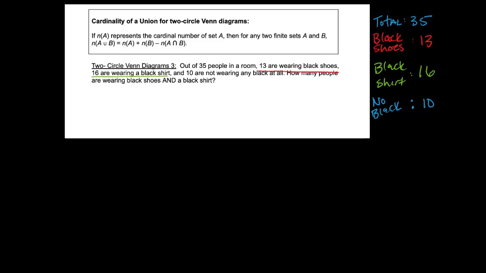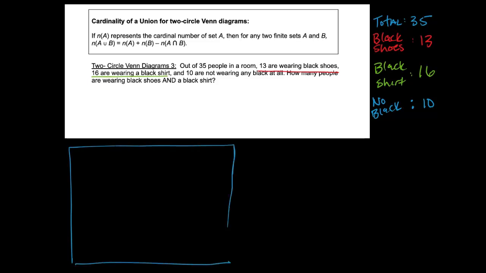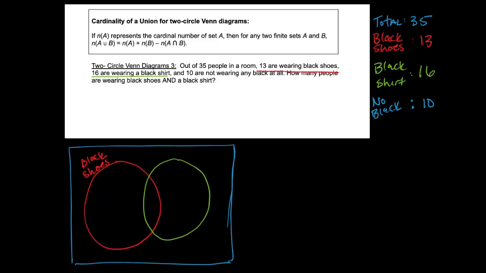So before we try to answer that question, let's see what the Venn diagram would look like. So we have two distinct categories, black shirt and black shoes. So I'm going to draw two circles. We'll label this one black shoes, and then the next circle, black shirt. Okay, so let's go through our numbers and see if we can put any in the diagram. So our total, we always say that for last.